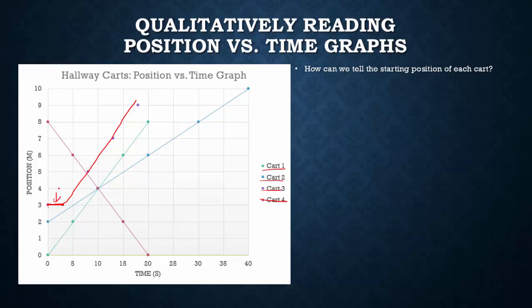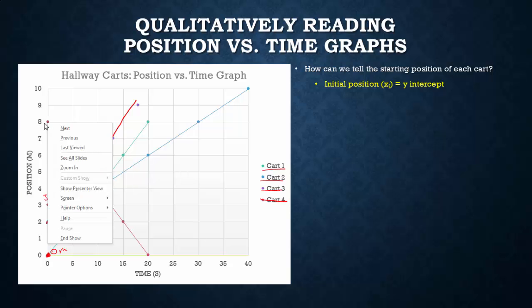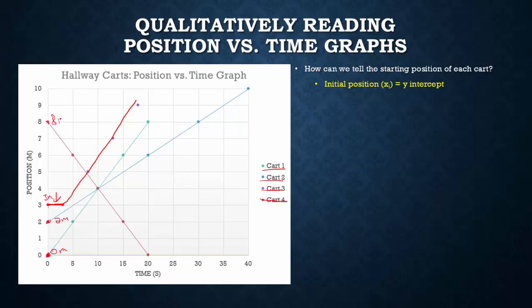There's a lot of information that we can gather just by looking at a position versus time graph. First off, we could tell exactly where the starting position of each of these carts is. The initial position is represented by the y-intercept value of the graph. So for instance, notice for cart number 1 at 0 seconds, or the y-intercept, the position was 0 meters. For cart number 2, the y-intercept value is 2 meters, meaning the initial position is 2. For cart number 3, the initial position is 3 meters. And cart number 4, the initial position is all the way up at 8 meters.